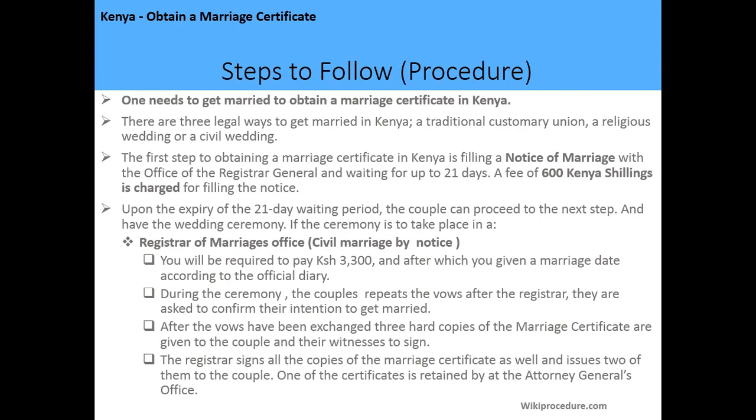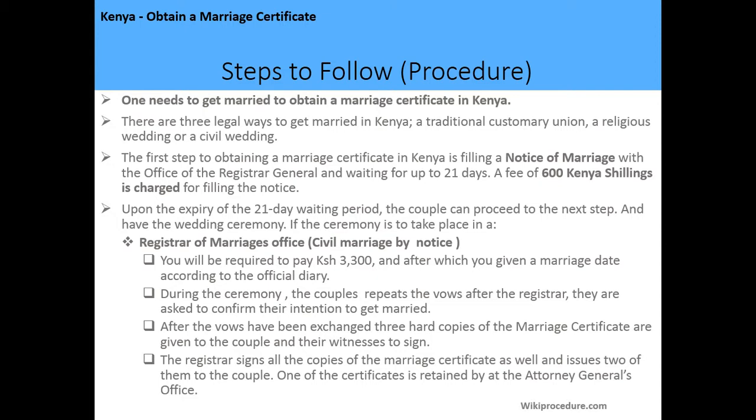Steps to follow to obtain a marriage certificate are as follows. First, we need to note that one needs to get married to obtain a marriage certificate in Kenya. So the first step is getting married, and there are three legal ways to get married in Kenya. One, the traditional customary marriage. Two, a religious wedding, and three, a civil wedding.